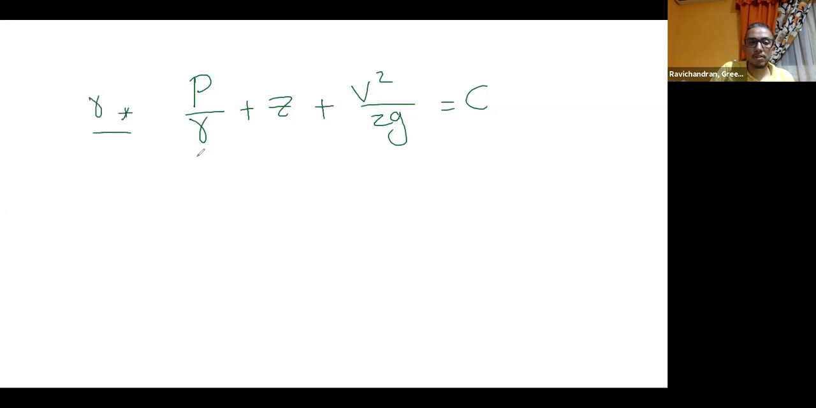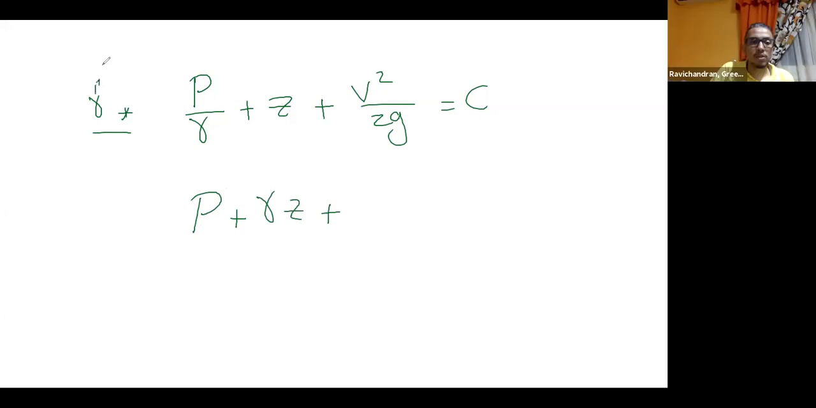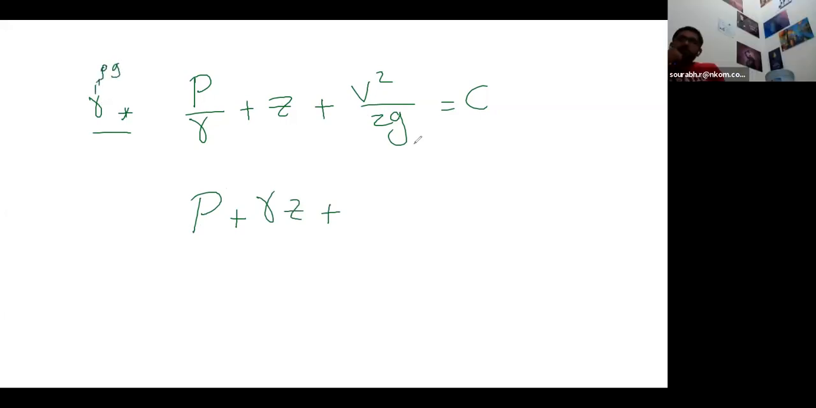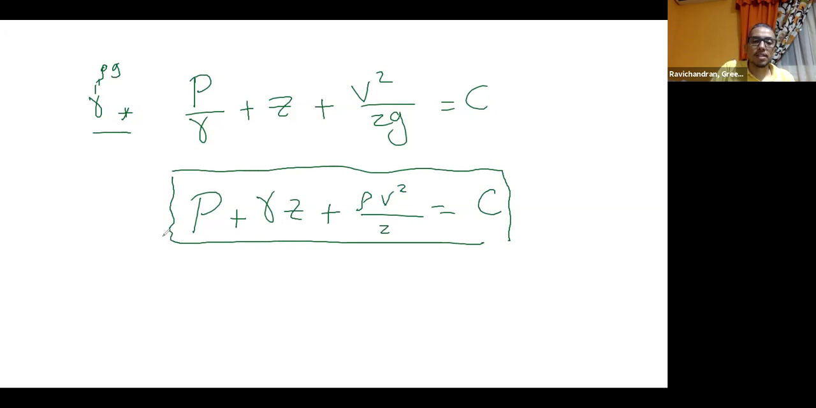Gamma multiplied by P divided by gamma is P, plus gamma Z, plus, where gamma is actually rho g, so g cancels with g, it's rho V squared over 2, equal to constant. So this is the last form, referred to as the pressure form. This is still piezometric, but here it is piezometric pressure. This one refers to velocity, but it's difficult to say velocity pressure, so we say dynamic pressure.